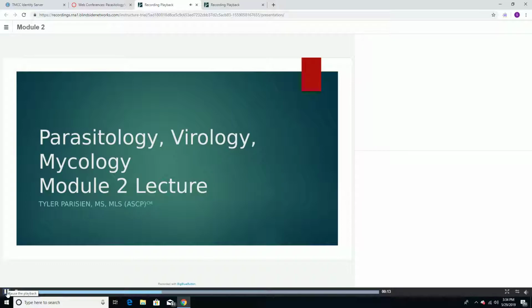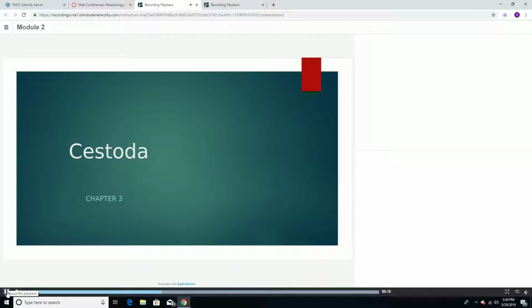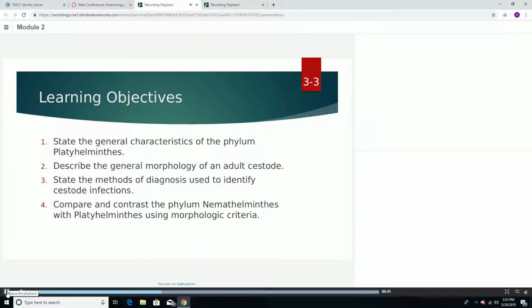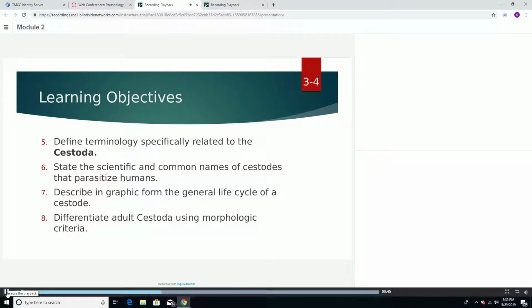Alright, here we go. So this is Module 2, Parasitology, Virology, Mycology. And in this lecture we're going to be covering Chapters 3 and 4. Chapters 3 and 4 include the platyhelminths. So this first lecture, we're going to cover Chapter 3, which is the Cestoda, and then in Chapter 4, we're going to be covering the Digenea, but they both fall under the same phylum, platyhelminths or flatworms. So again, here are your learning objectives for you guys to review.